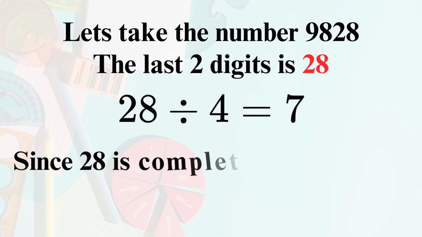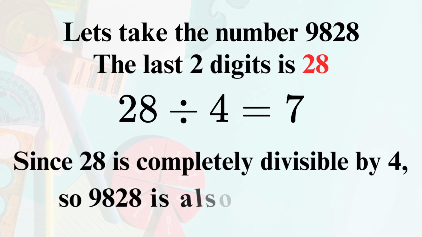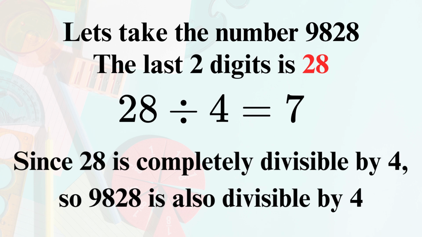So let's take the example 9828, and we have to check whether 9828 is divisible by 4 or not. The last two digits are 28, which is divisible by 4 because we get the quotient 7 without any remainder, which means if 28 is divisible by 4, the whole number, that is 9828, is also divisible by 4.